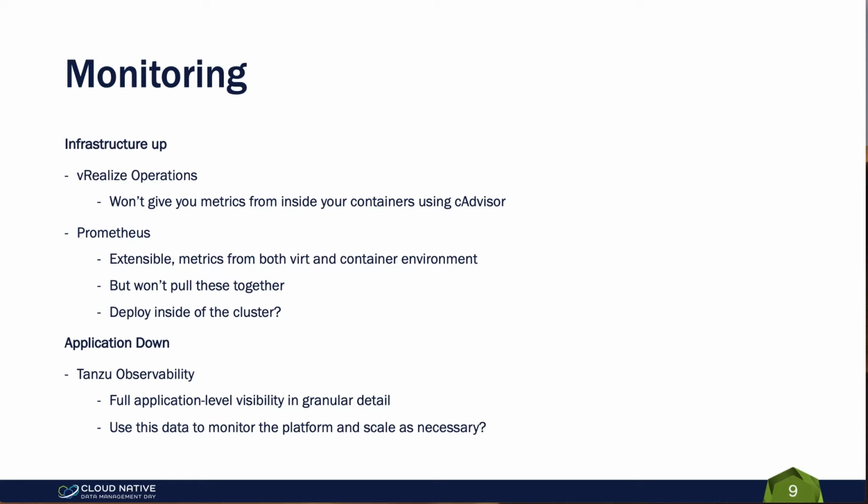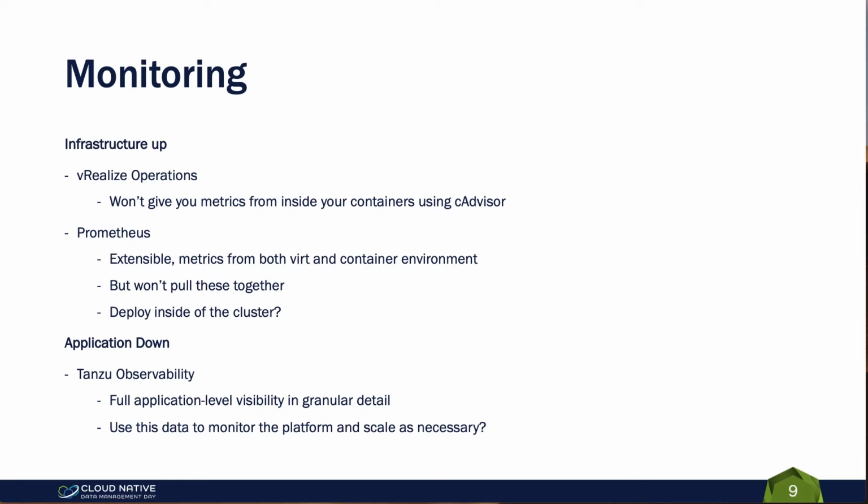Also with Prometheus, do you install that inside of your Kubernetes cluster, or do you have an external deployment? How do you manage that? And even think about that for HA and availability as well. And then we get back to the end user, the consumer of the platform. What's useful to them? So then this is the application down approach.